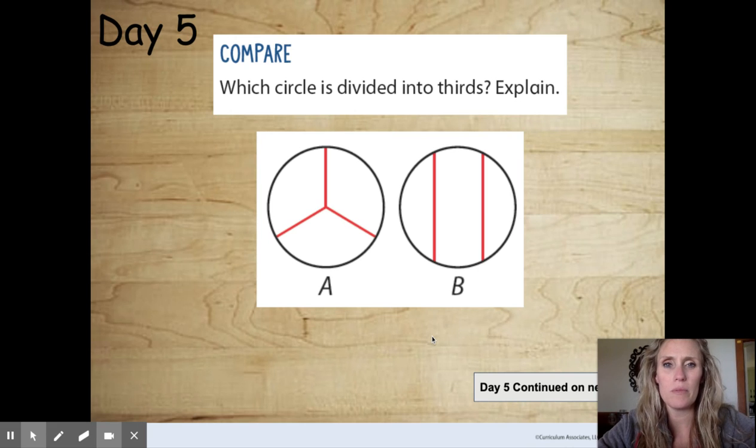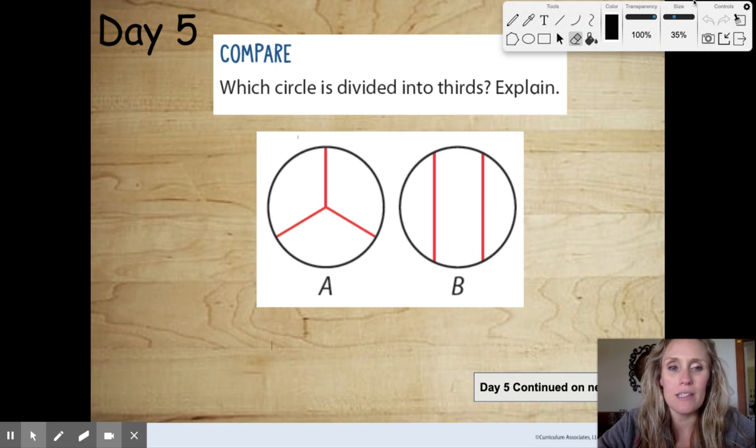Okay, this is something we can just have a conversation about, to look and think of everything we've learned so far about breaking things into thirds, how we did it with the rectangle the other day. Okay, think of it if it was a pizza, which one is broken into thirds? Let me get my tools out. See what we would think here. Okay, so you either get to choose circle A or circle B.